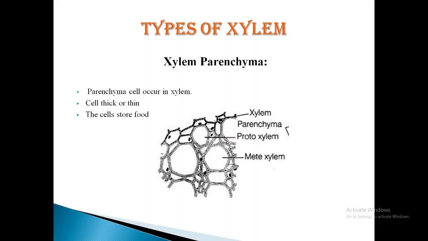Then the next type is the xylem parenchyma. It means the parenchymatous cells which are present in the xylem, that is known as the xylem parenchyma. So this is the xylem tissue and this is the parenchymatous tissue. These xylem parenchyma cells are thick or thin walled, and they store food material.